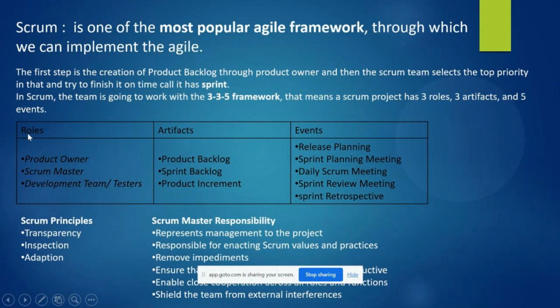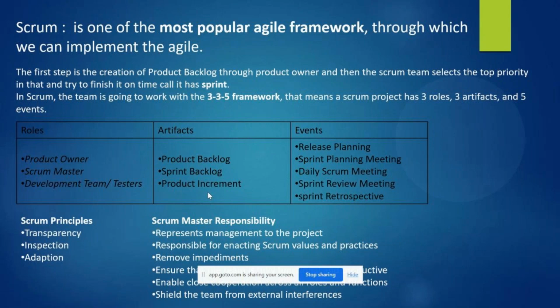So three roles are there, three artifacts are there, and some events are there. As we have seen, events means meetings. Now artifacts are the documents. The product backlog is the epic, like entire stories, all the requirements that we have to develop. Sprint backlog is for a particular sprint, what we are going to develop. Product increment is whatever we completed.